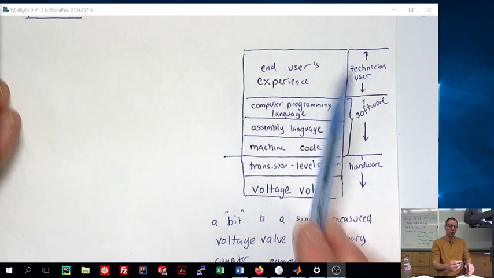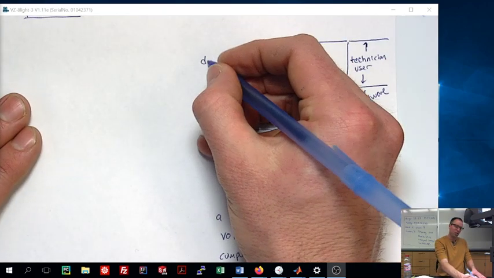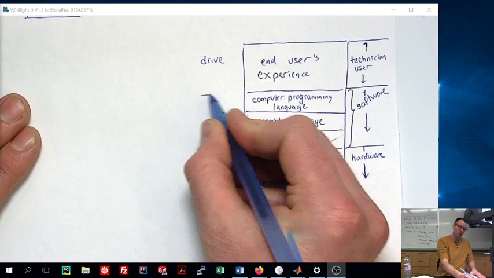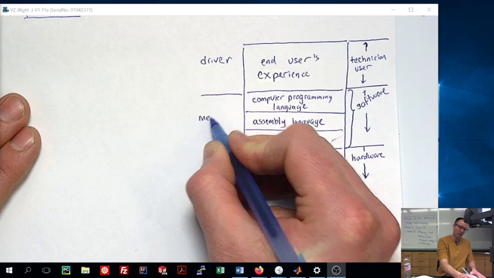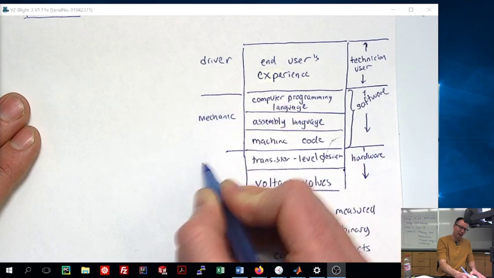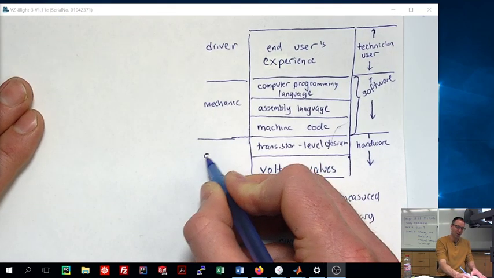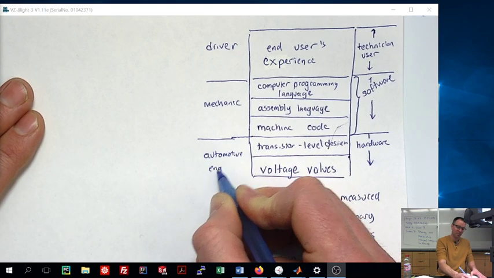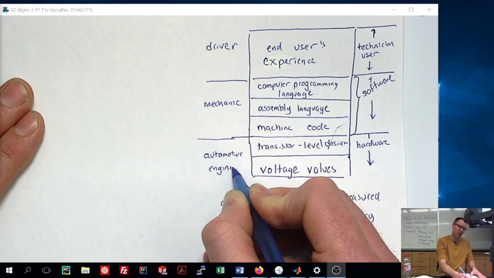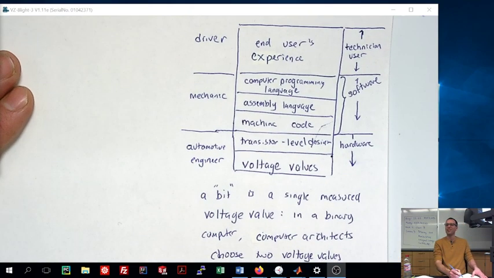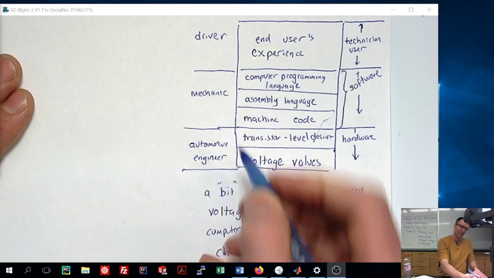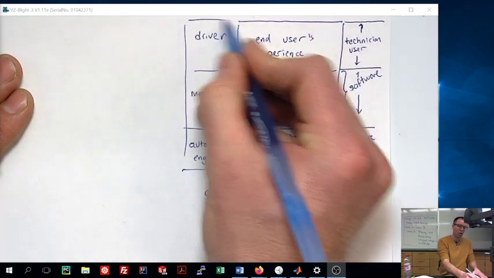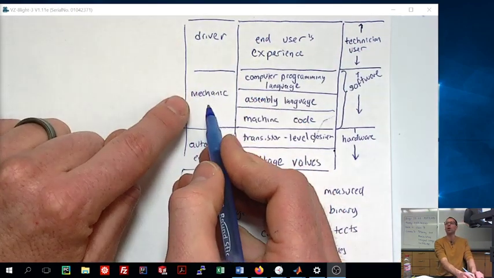So there's kind of a, you might call this like a driver. You might call this a mechanic. And you might call this an automotive engineer. I mean, there's better, right? So like I can drive a car and never open the hood of that car, right?